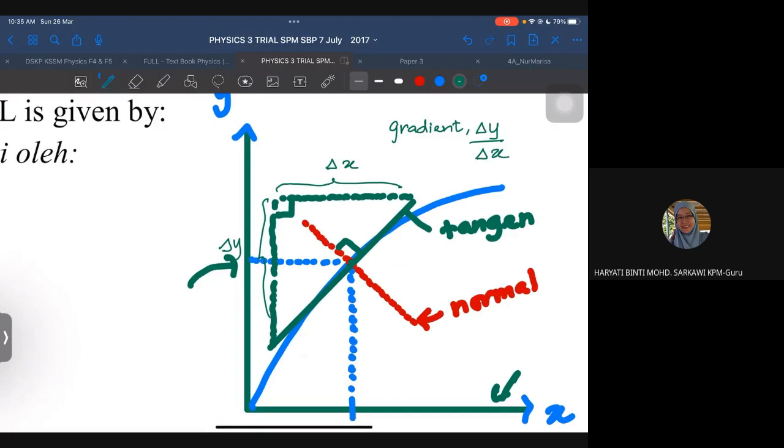Okay, that means you need to get the value here to get your changes in y-axis, and then here will be for the x-axis. Actually, we seldom see a curve graph in the SPM paper, because if they ask you to determine the gradient, they need to provide you with the mirror. Always like that. Seldom, seldom.